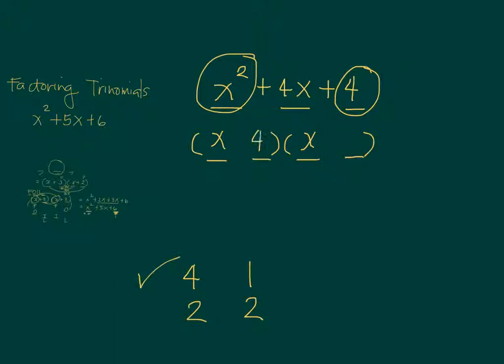Now, suppose we chose 4 and 1. Always take note that the outer and the inner should sum up to 4x. Otherwise, the numbers are not correct. Now, to check that, we need to find what is 4 times x, so 4x, and 1 times x, which is 1x. This will either give you a 5x if you add them, or a 3x if you subtract them. Definitely, these two are not equal to 4x. So x4 and x1 will not be a good pair.